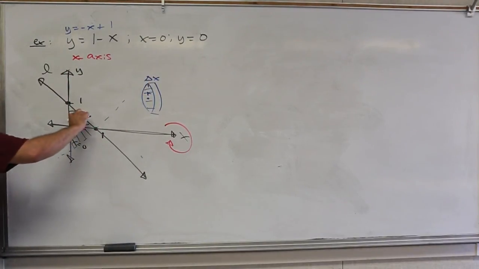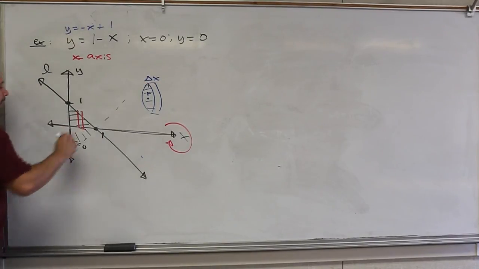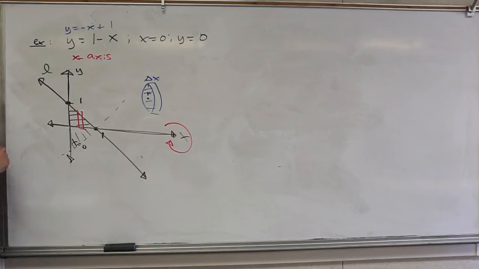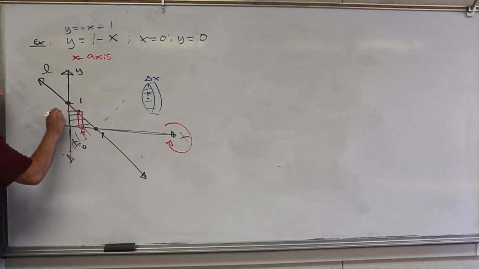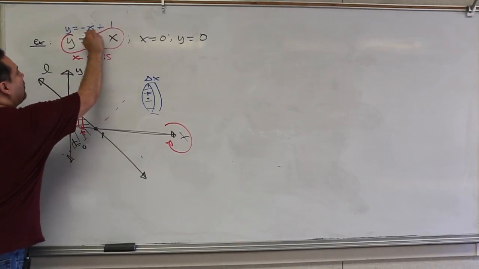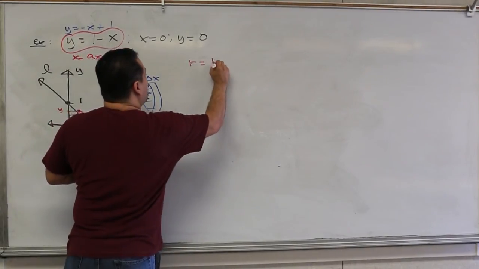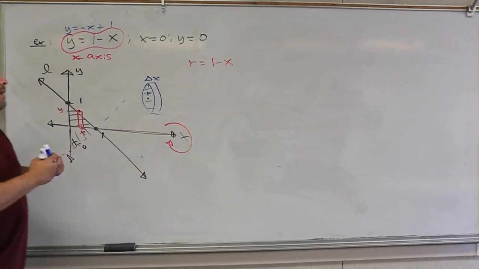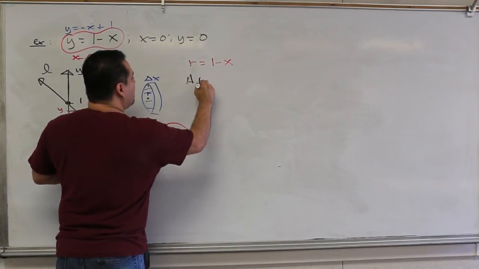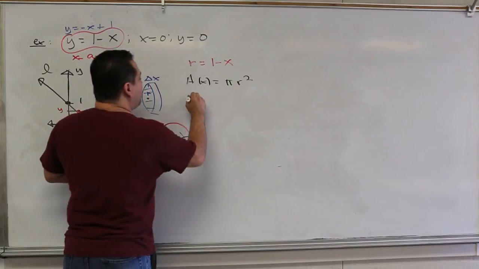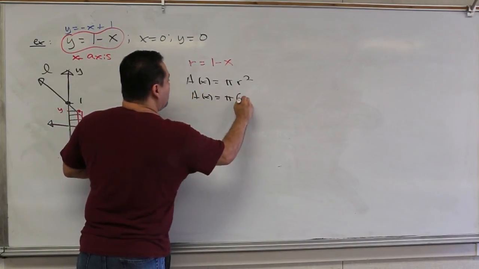Okay? So the radius here, when I take this and I rotate it, again, how do I find the radius of this disk? For some value of x, this is my corresponding value of y. How do I get the radius? What is y? 1 minus x. So here, your radius will be 1 minus x. And what that means is your cross-sectional area function, which is pi r squared, becomes pi times (1 minus x) squared.